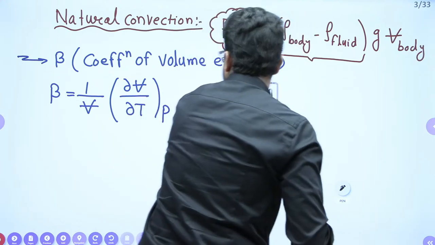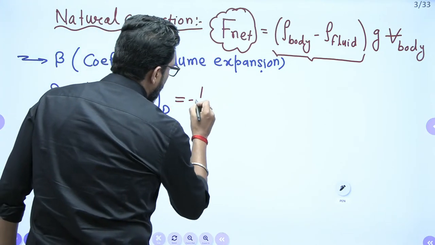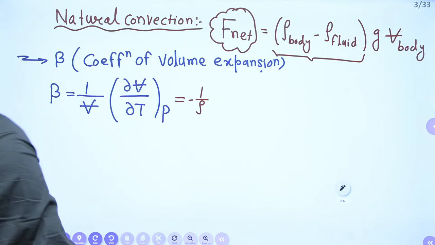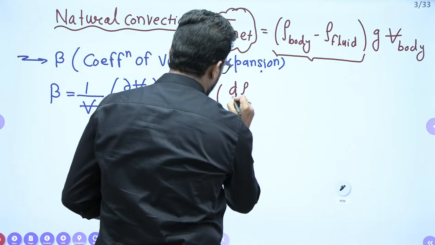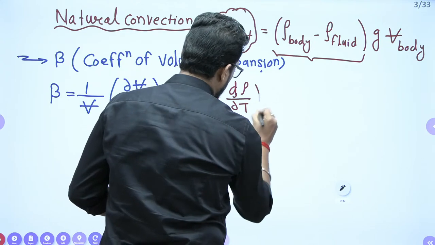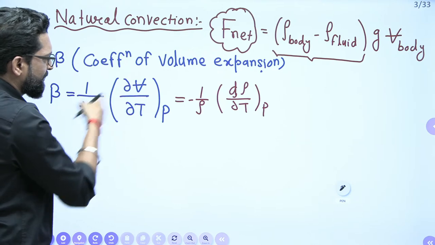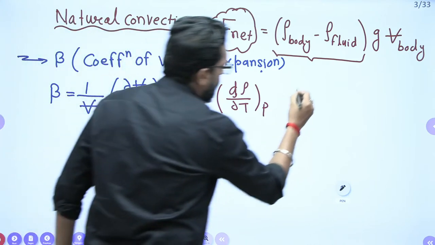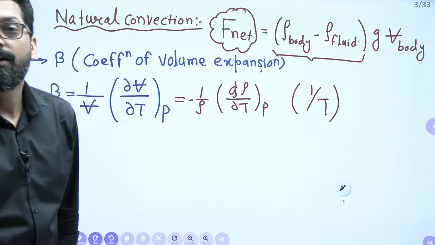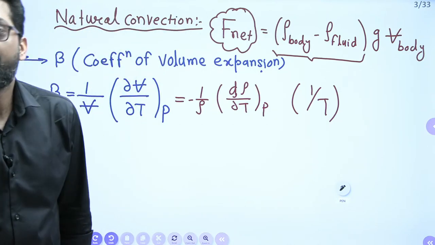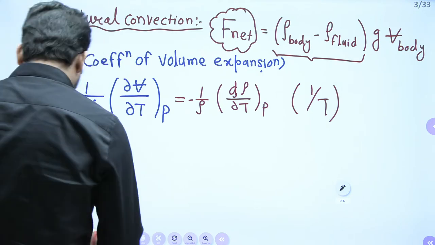So there is a volume expansion. Okay, beta. Now this will convert into minus 1 by density, d rho over dT at a constant pressure. And the unit, see, this is volumetric strain, so there is no unit for it. The unit is 1 by T, and T is always in absolute temperature.